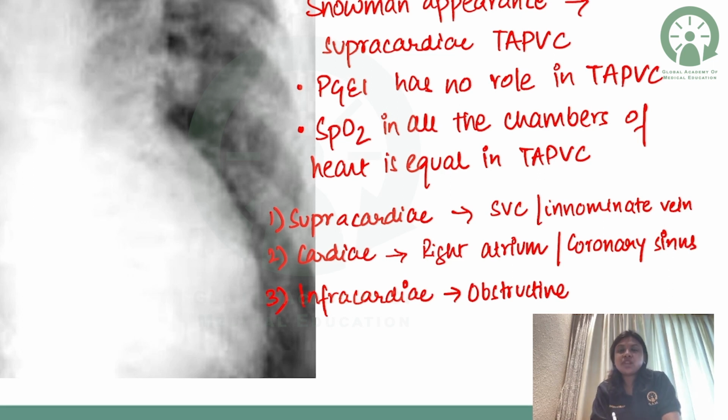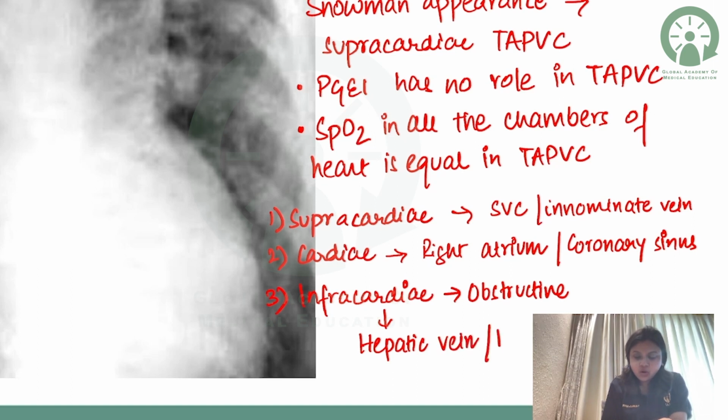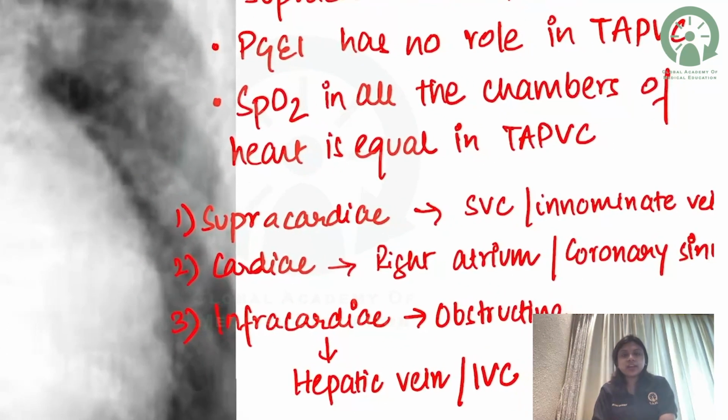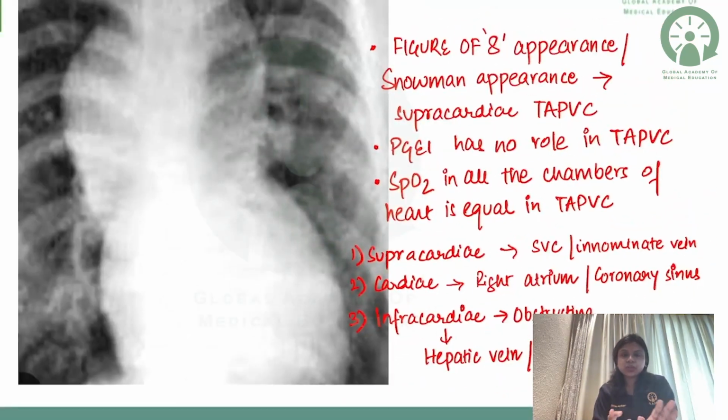Right? What will happen in case of infracardiac variety? They are going to open in the hepatic vein, portal vein, or in the inferior vena cava. So, hepatic vein or IVC. So, supracardiac, cardiac, and infracardiac. And this picture is suggestive of supracardiac total anomalous pulmonary venous connection.